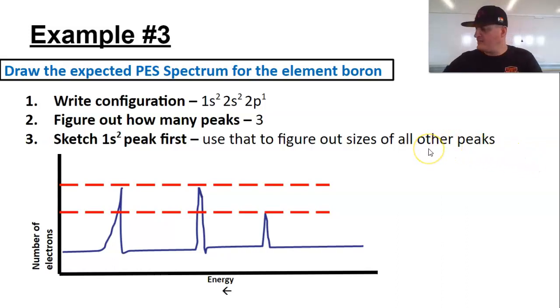I believe last example, yeah. Draw the expected PES spectrum. Doesn't need to be great. So boron, you got your electron configuration. Good. Figure out how many peaks. Well, there's 3 sublevels, so there's got to be 3 peaks. Sketch the first one. Remember that is going to be your reference point as 2 electrons, so they should be the same, and 1 electron.